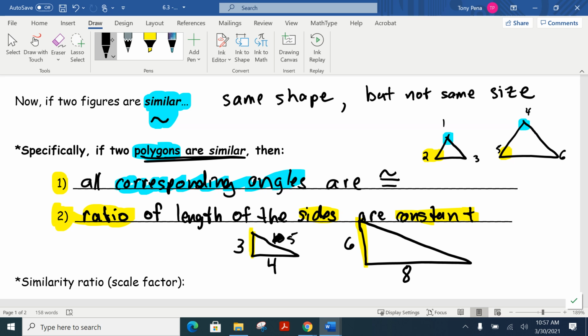What does the bigger side then have to be? 10, because it has to be twice as big. So that's what we mean by it has to have a constant ratio in the length of the sides. So if one side is double of the other, all the sides are double of their corresponding sides.